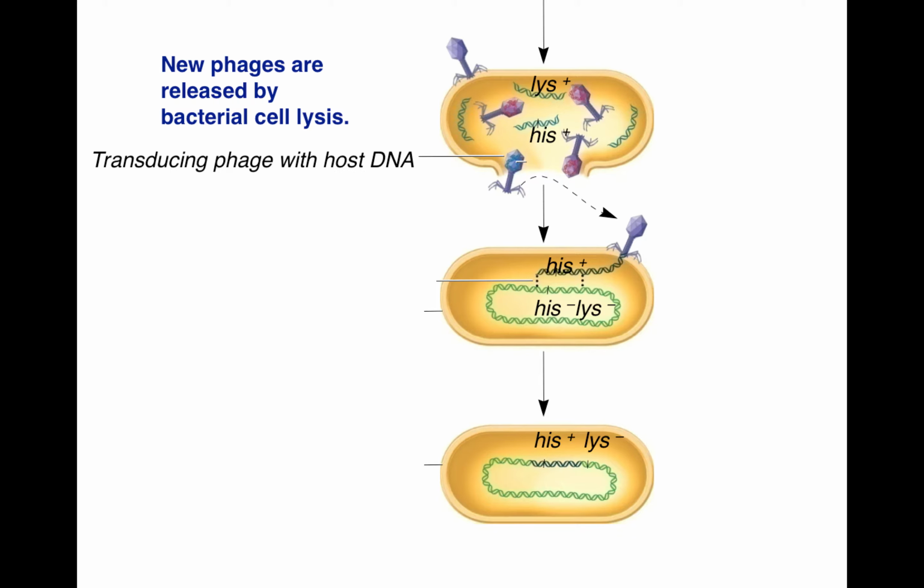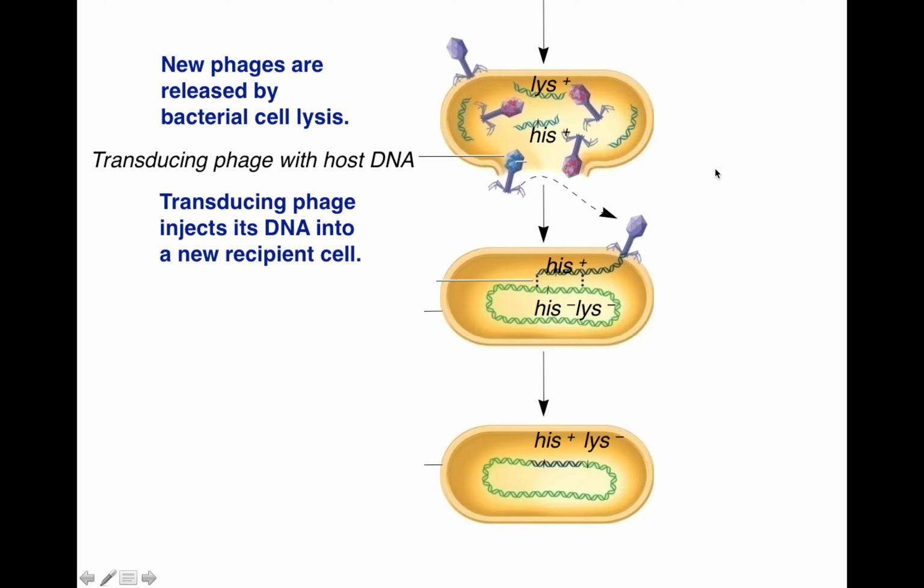There are transducing phage along with the regular virus particles. The transducing phage then injects its DNA into a new recipient cell. In this case, the new recipient cell is His minus and Lys minus, and the DNA being injected is His plus. Via homologous recombination, this His plus DNA can replace the His minus DNA of the recipient.